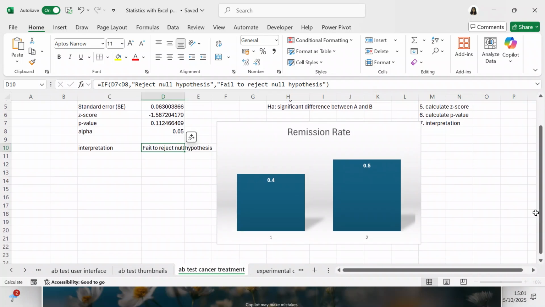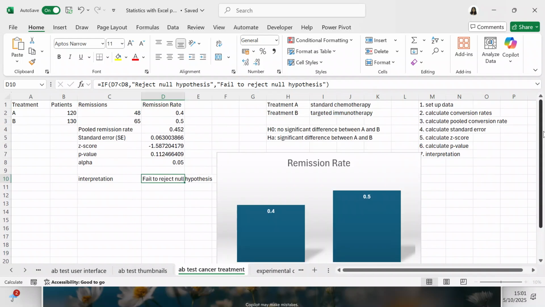And so I've made a chart for the remission rate. So group A is 40% and group B is 50%. So based upon this fake data, the people choosing the treatment would probably choose immunotherapy because you have a higher remission rate with immunotherapy than chemotherapy. And as I said, this is fake data. This is used just for academic purposes. And I don't know which type of treatment is the best. I just did this to show you how to perform an A/B test.